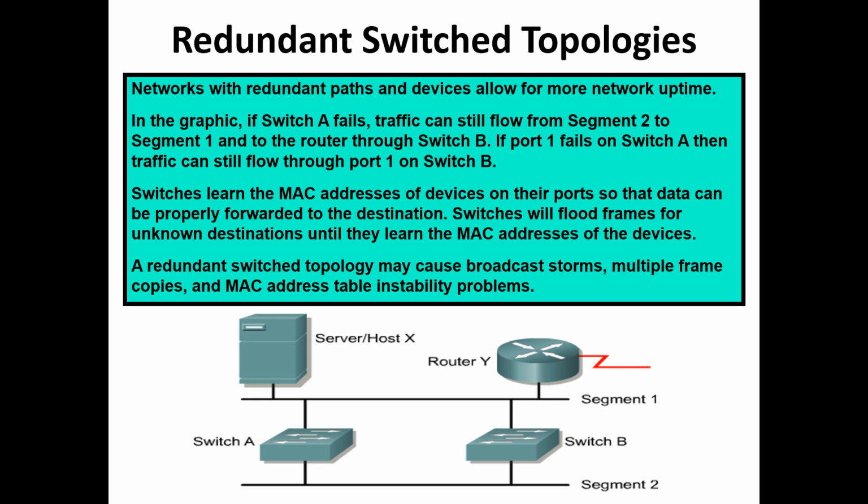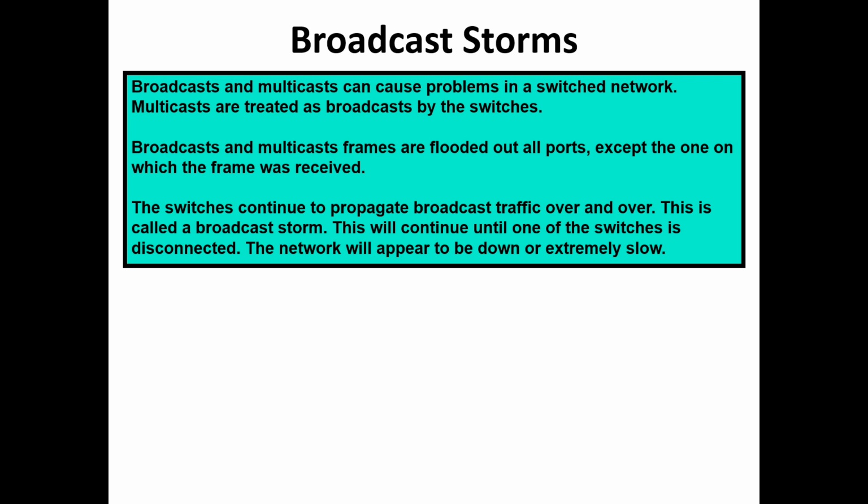Switches learn the MAC addresses of devices on their ports so that data can be properly forwarded to the destination. Switches will flood frames for unknown destinations until they learn the MAC address of the devices. A redundant switched technology topology may cause broadcast storms, multiple frame copies and MAC address tables instability problems. अगर ये आपको समझ नहीं आए तो हम और डिटेल में चलते हैं इसको.